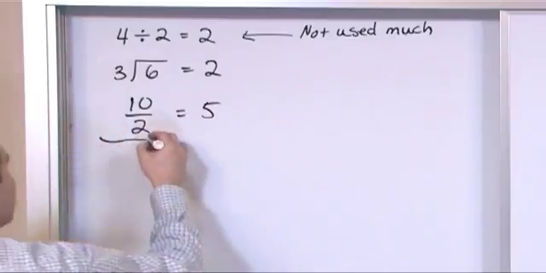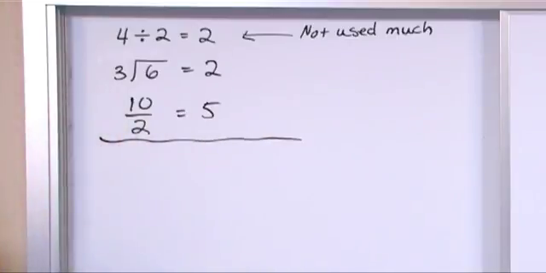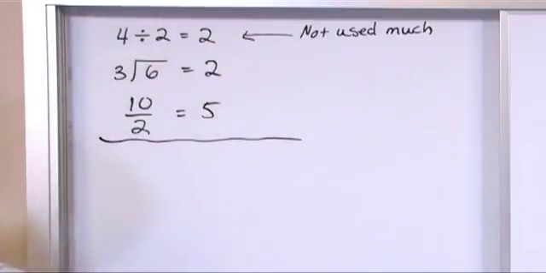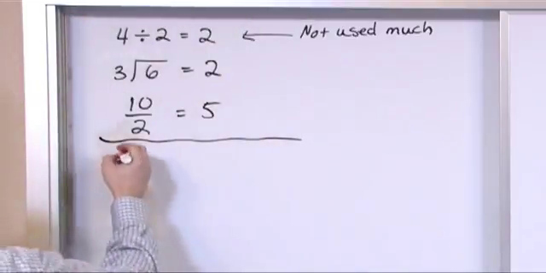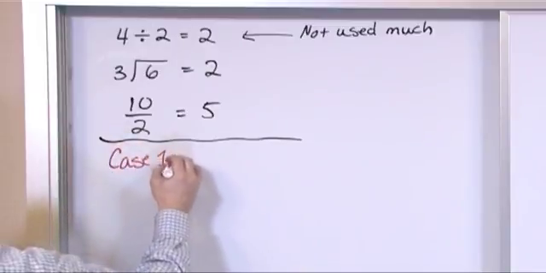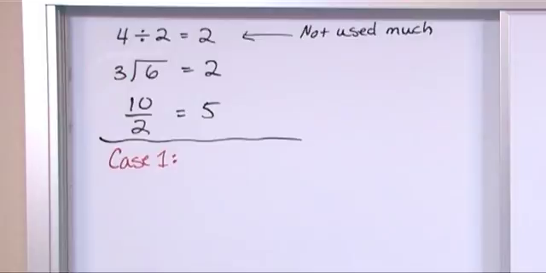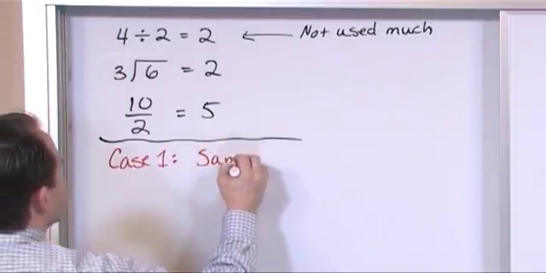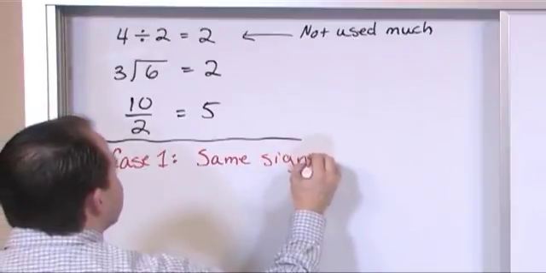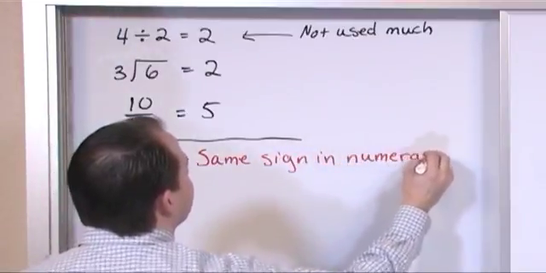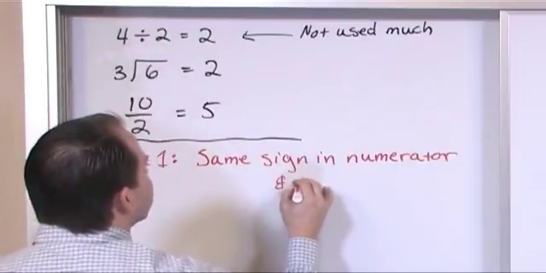So as far as the rules go of how to divide these things, what I'm going to do is write them in a couple of different cases. So let's say case 1, which is sort of the same way we did it last time. Let's say we have the same sign in the numerator and the denominator.